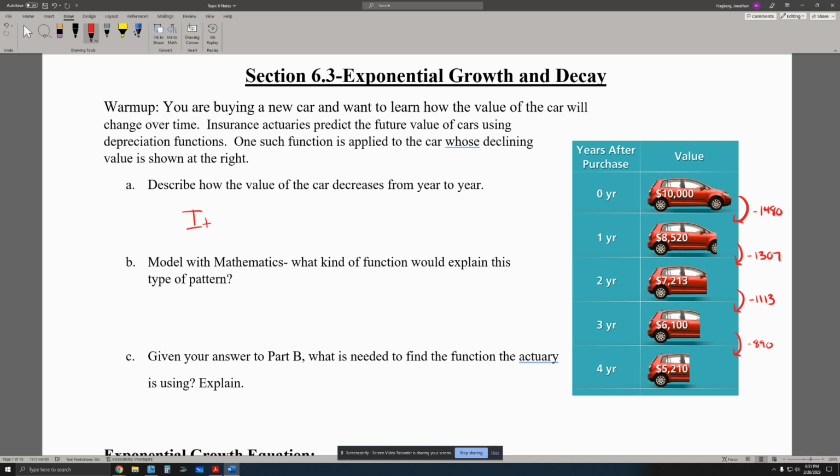So it depreciates. And what that means is it's just less value over time.